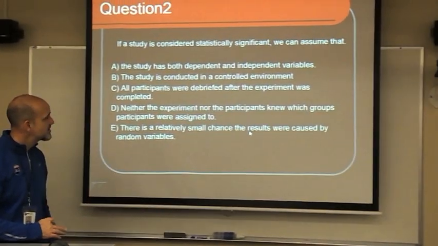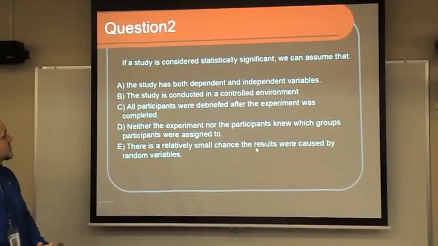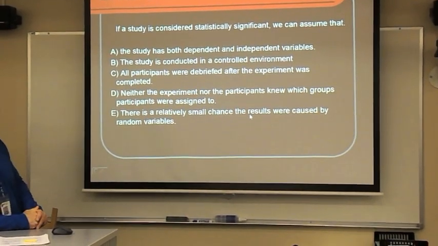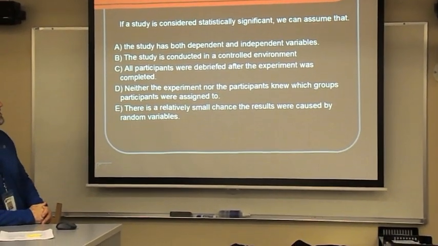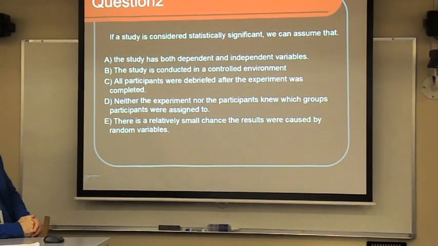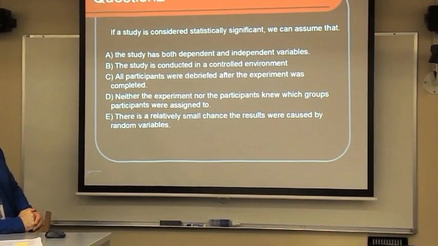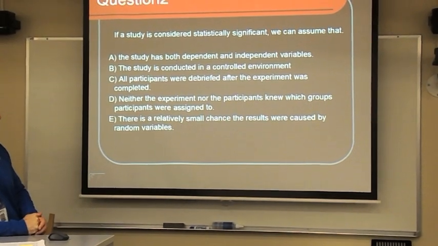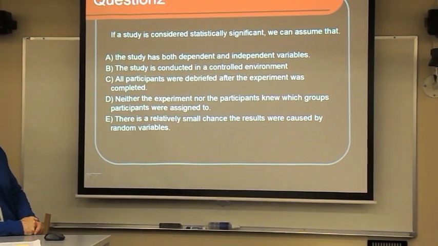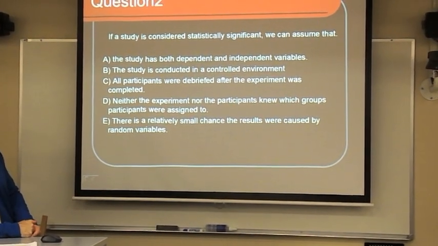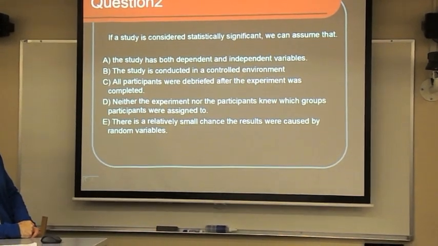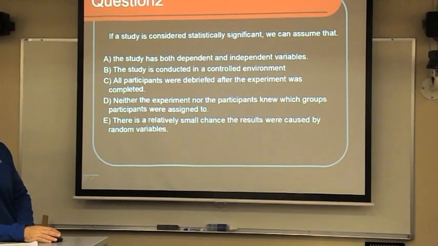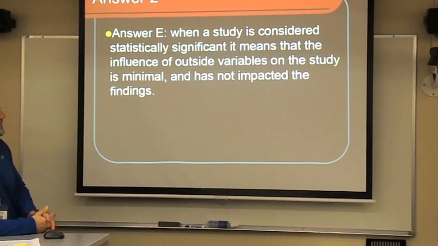So if a study is considered statistically significant, we can assume that, see if you know this one. A, the study has both independent and dependent variables. B, the study is conducted in a controlled environment. C, all participants were debriefed after the experiment was completed. D, neither the experimenter nor the participants knew which groups participants were assigned to. Or E, there's a relatively small chance the results were caused by random variables. And I think you know that the answer was E.